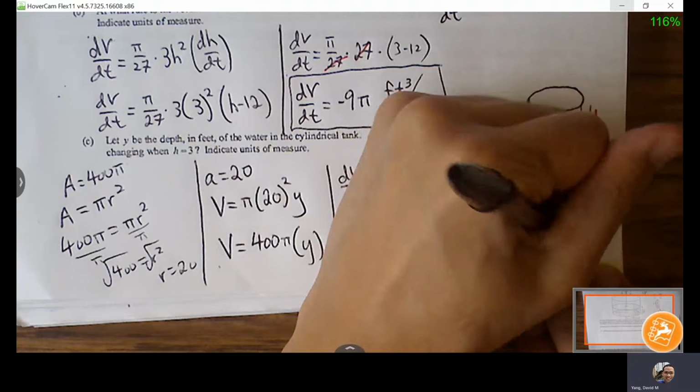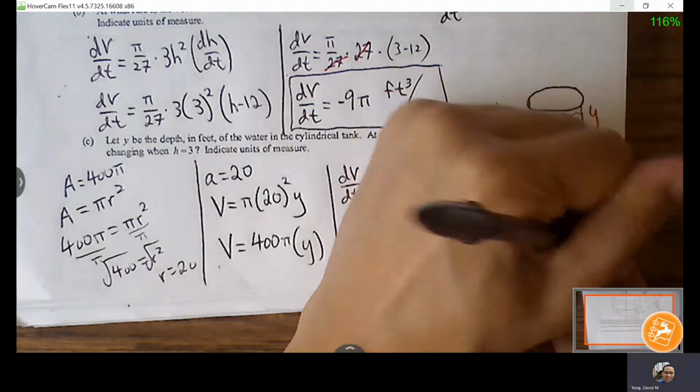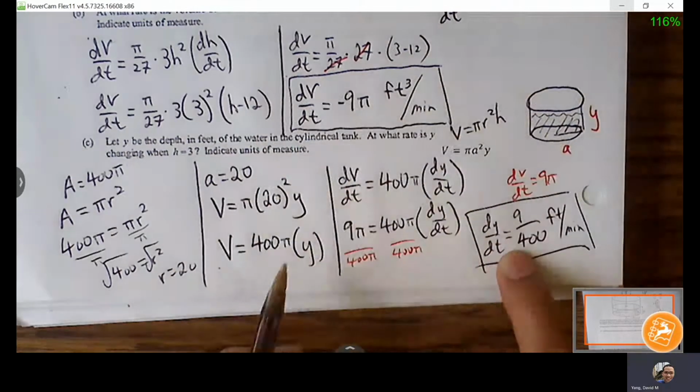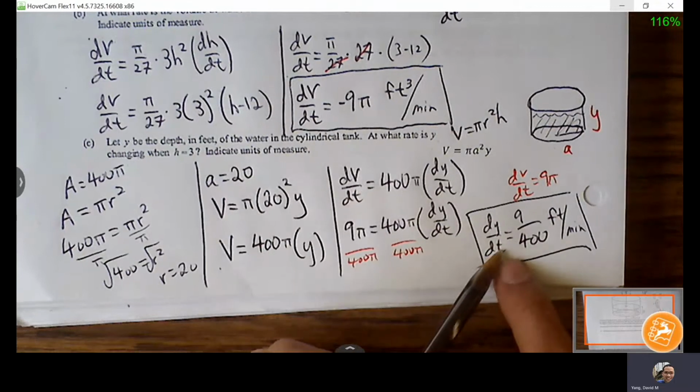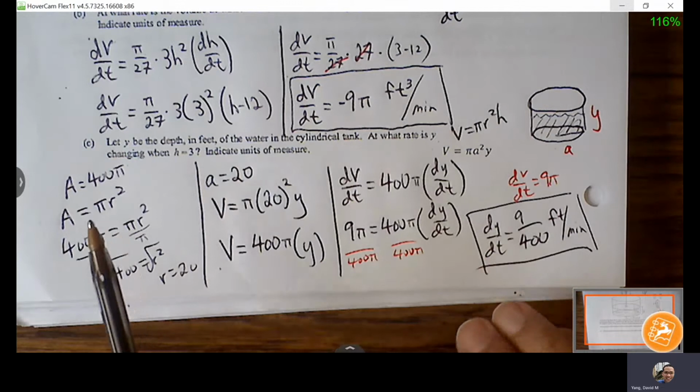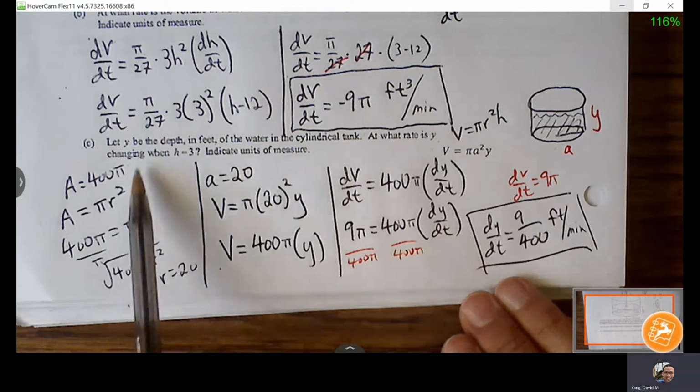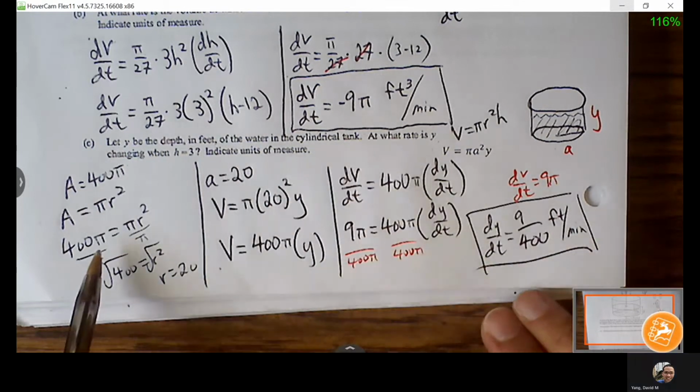Feet per minute, yeah. We're getting a positive value in return, which is what we expect. We made that dV/dt positive, which means that dy/dt is also positive. Now, what information did we not even use from this problem?